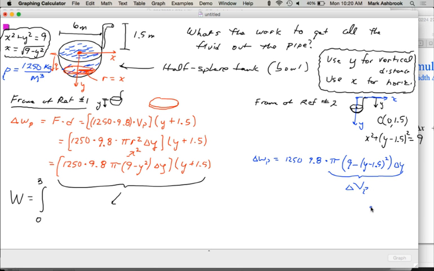Okay? And now, is the distance y plus 1.5 now? What's the distance the layer has to move in this frame of reference? Just y now, right? If the layer's down here, it's got to get up to here, which is exactly what y is. So rather than having y plus 1.5, it's just times y.